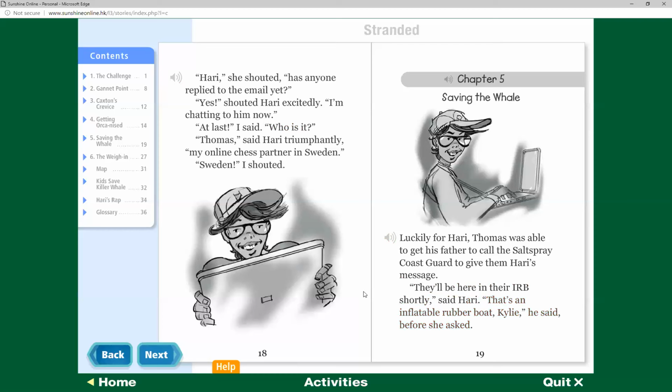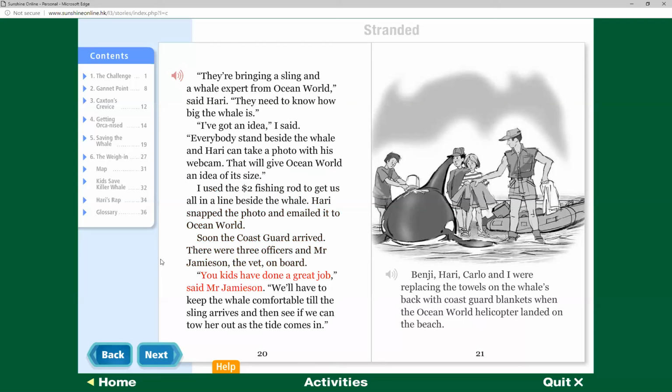Soon the Coast Guard arrived. There were 3 officers and Mr. Jamison, the vet, on board. "You kids have done a great job," said Mr. Jamison. "We'll have to keep the whale comfortable till the sling arrives, and then see if we can tow her out as the tide comes in." Benji, Harry, Carlo and I were replacing the towels on the whale's back with Coast Guard blankets when the Ocean World helicopter landed on the beach.